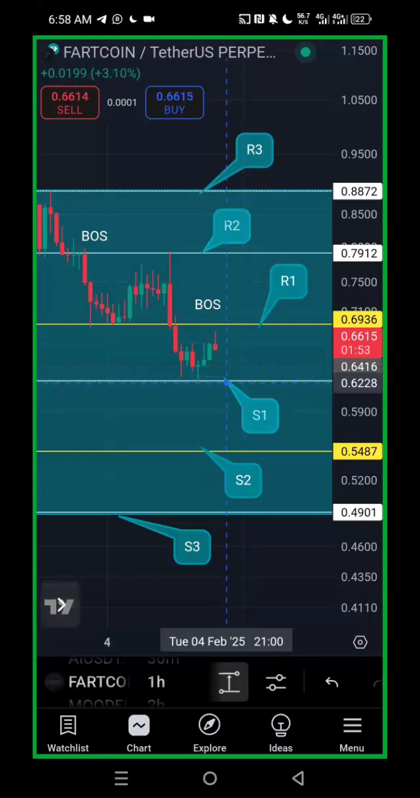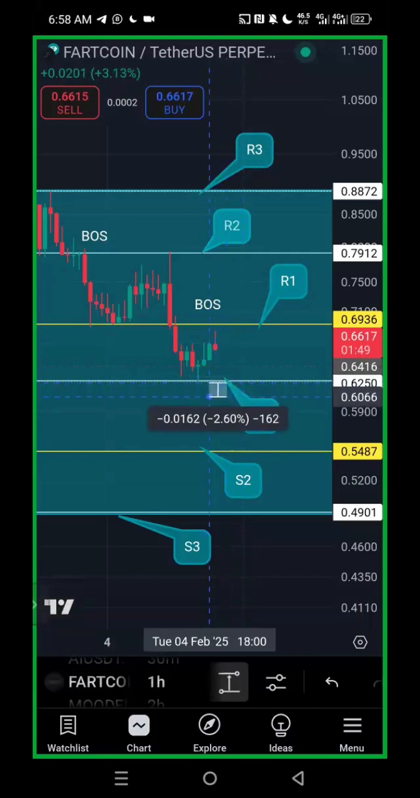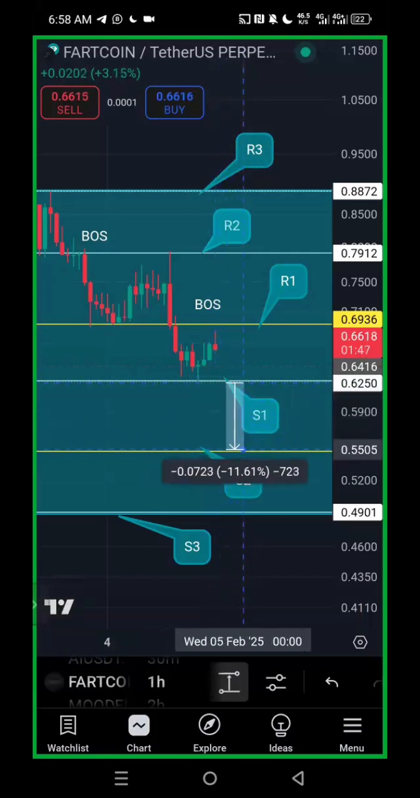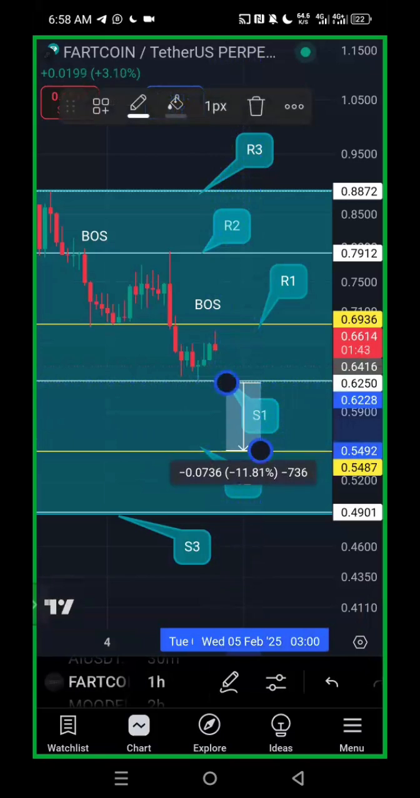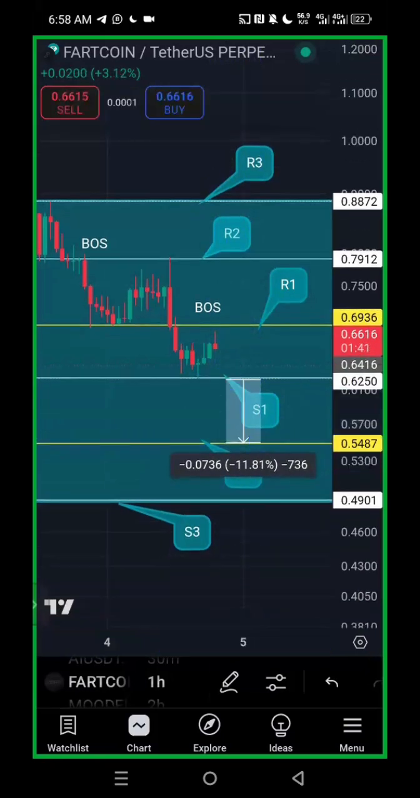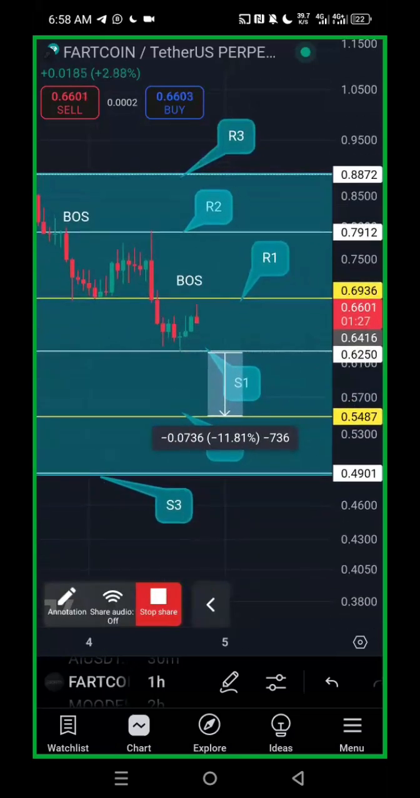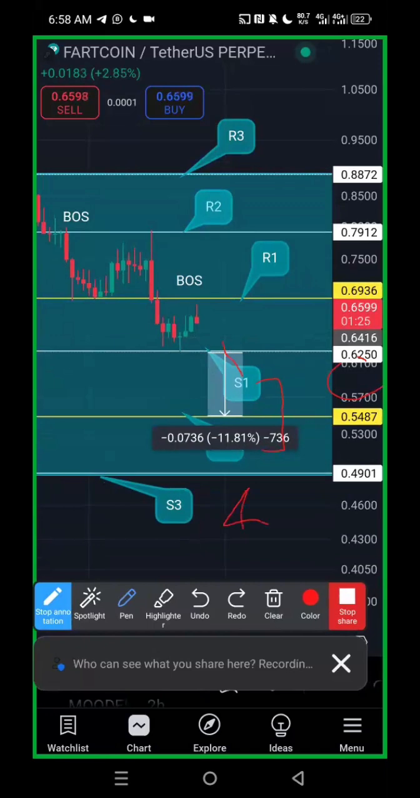Are you with me? Yeah, I'm with you. That's where we get the margin call, right? So you're going to measure this distance up to here. You see this distance is about 11%, right? Now, this 11% you can decide to divide into 3, which would be roughly about 3 point something. Let's assume maybe 4. Let's assume it is 4% each.